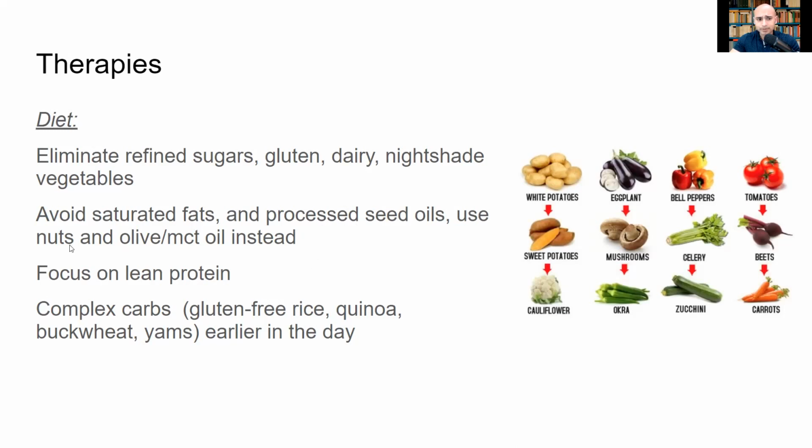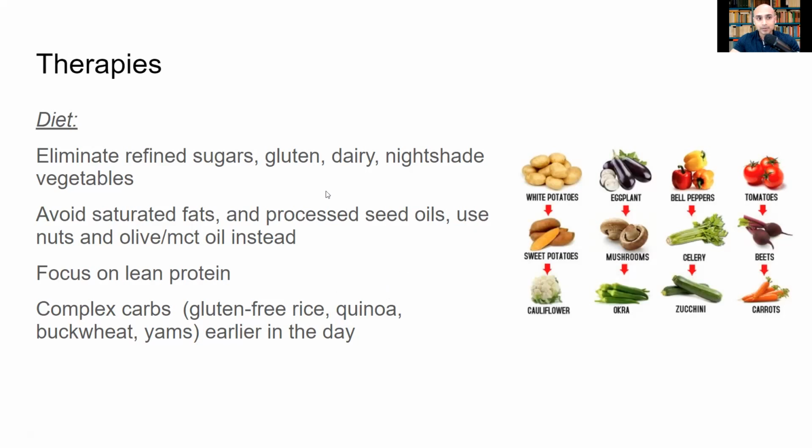There should be a focus on lean protein to help build skeletal muscle. I am a fan of animal protein, but there can be complete proteins that have a combination of certain vegetable sources. Just be careful of the amount of carbohydrates you ingest when you do so. And then finally, in terms of making sure glycogen stores are full, you want to utilize complex carbs rather than simple carbohydrates. Things like gluten-free carbohydrates such as rice, quinoa, buckwheat, yams. And you usually want to eat them earlier in the day as your metabolism tends to be higher in those time periods.